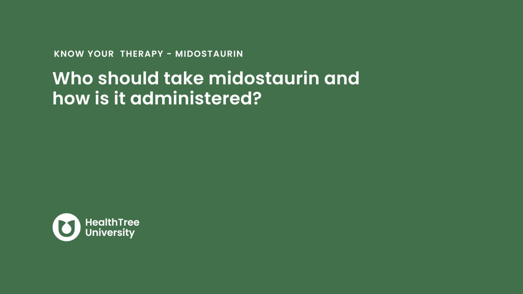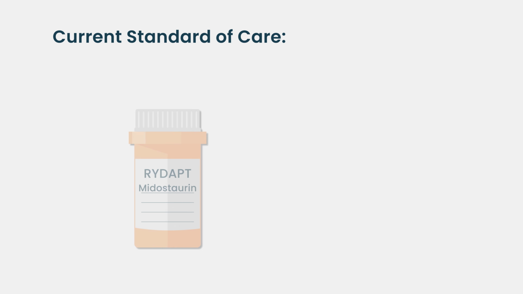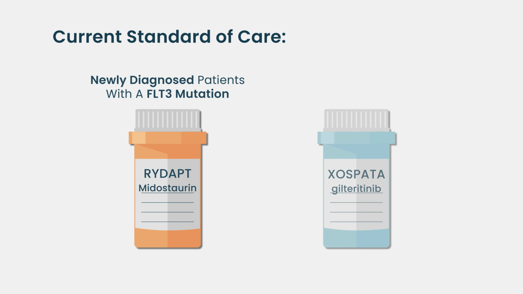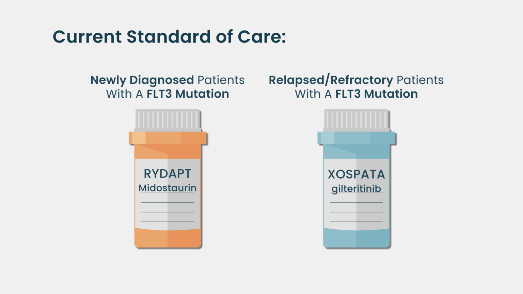Who should take midostaurin and how is it administered? So the current standard is that midostaurin is approved as frontline therapy for patients with AML, so newly diagnosed patients with acute myeloid leukemia harboring a FLT3 mutation, whereas the current indication for gilteritinib is for patients with relapsed or refractory acute myeloid leukemia with a FLT3 mutation. So one is approved in the frontline setting, whereas the other one is approved in the relapse and refractory setting.